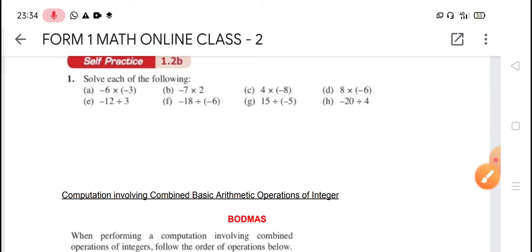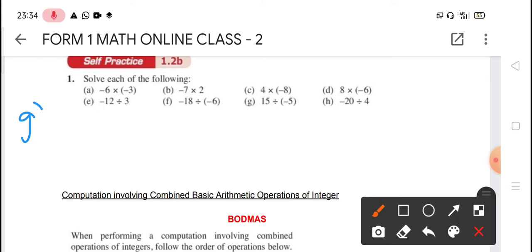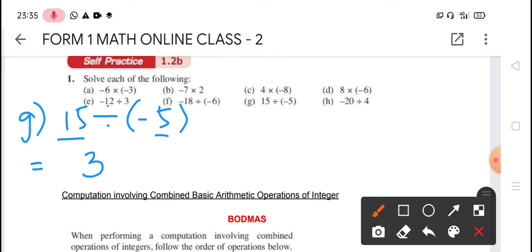Alright, and the last two questions for this practice will be question G. 15 divided by negative 5. So we divide the number first. 15 divided by 5, 3. Positive, negative, different sign. Different, 不同的符号拿到什么? Negative. Okay, next. Last question for this one.